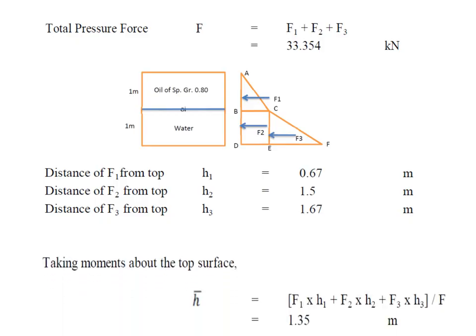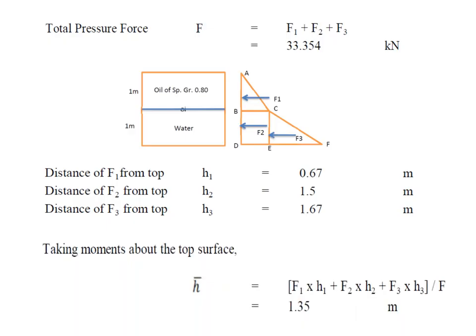Now I take moments. F into H bar should be equal to F1 into H1 plus F2 into H2 plus F3 into H3. Solving for H bar, we get 1.35 meters. So F will act at a distance of 1.35 meters from the top surface. This is the same answer that we had determined by the earlier method also.